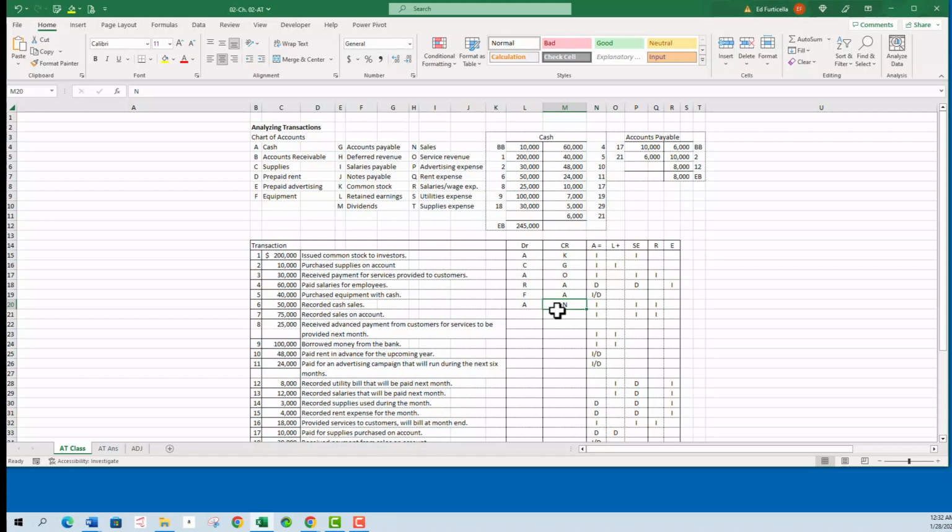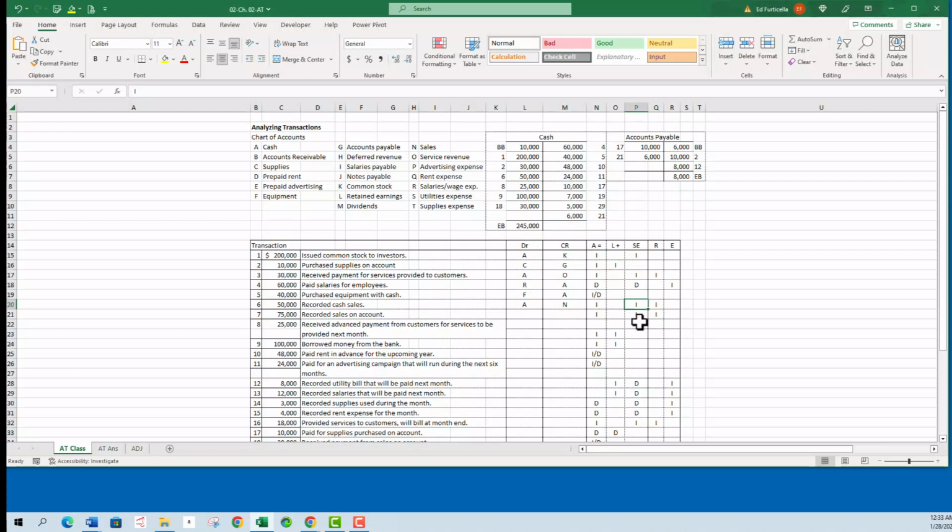So we debit A for cash and we credit N for sales. Again, look at the accounting equation. If you look at the accounting equation, we increase assets because cash went up. We increase stockholders' equity. Why? Because any increase in revenue will cause retained earnings to increase, and retained earnings is part of stockholders' equity.